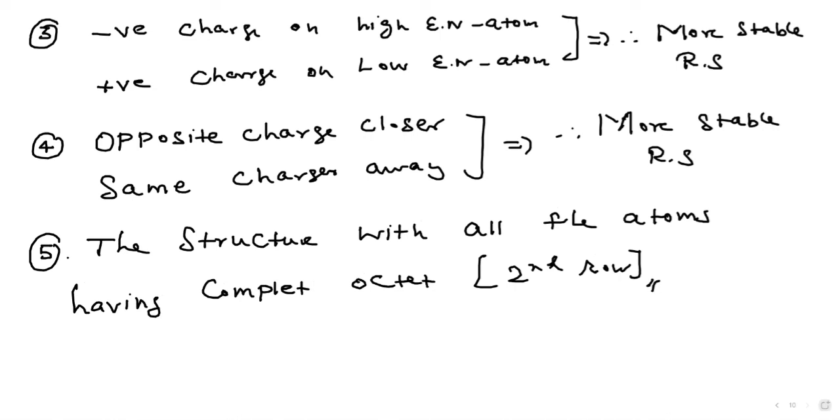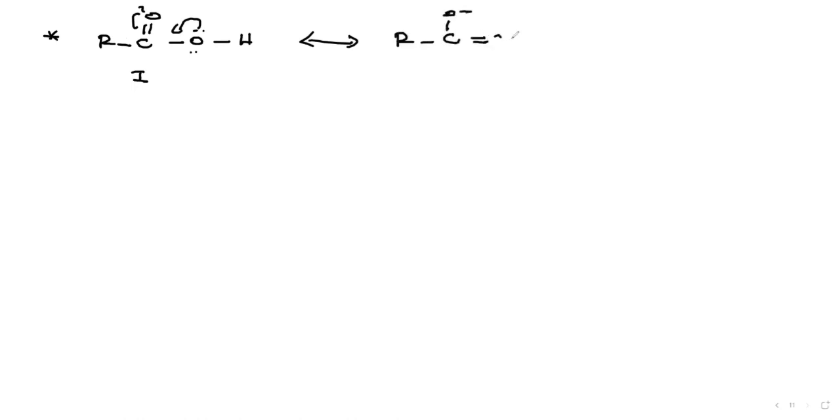Now examples. First example: R, C double bond O, and a lone pair on nitrogen. I do the resonance, the electrons shift to here. Therefore R, C, with O minus and double bond N plus. Which is more stable? We know very well we discussed: the neutral is always more stable compared to charged. The first one is neutral, so the first is more stable than the second.